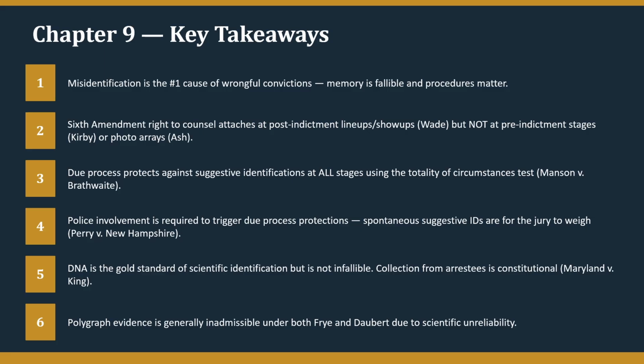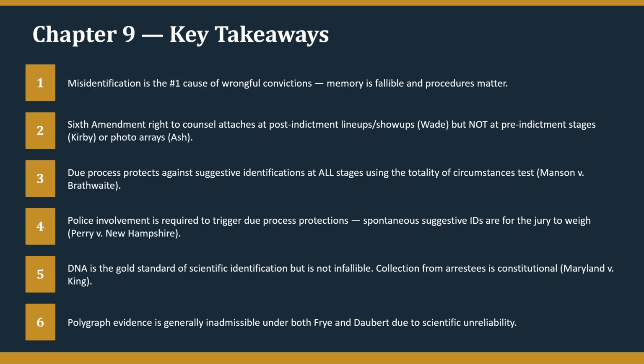Fourth, police involvement matters. Under Perry v. New Hampshire, the due process screening mechanism only applies when law enforcement created or arranged the unnecessarily suggestive circumstances, not when suggestiveness arises from the situation itself rather than from police conduct. The jury evaluates the identification's credibility through the ordinary mechanisms of cross-examination and instruction.